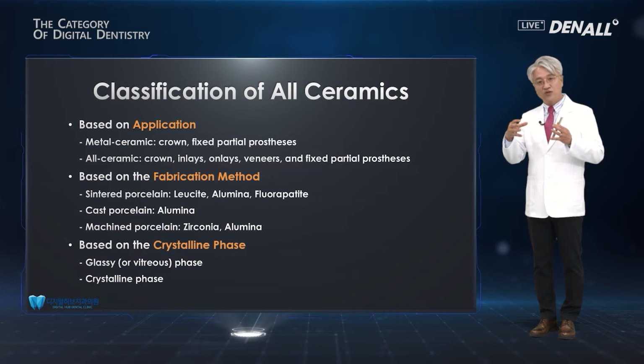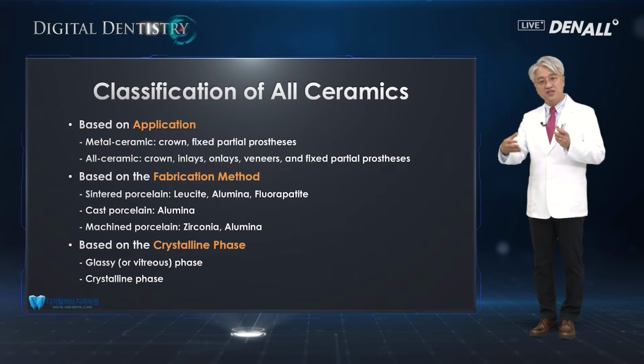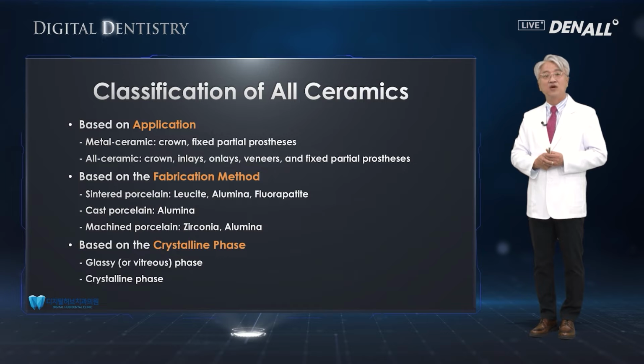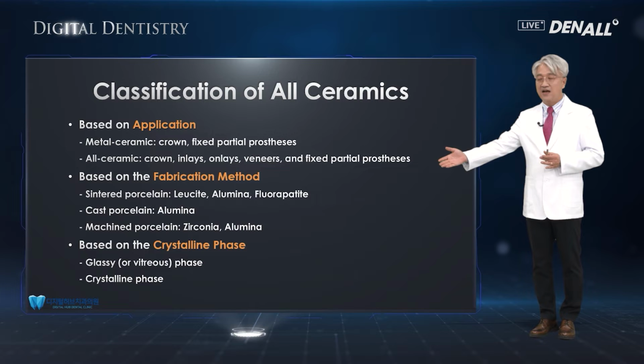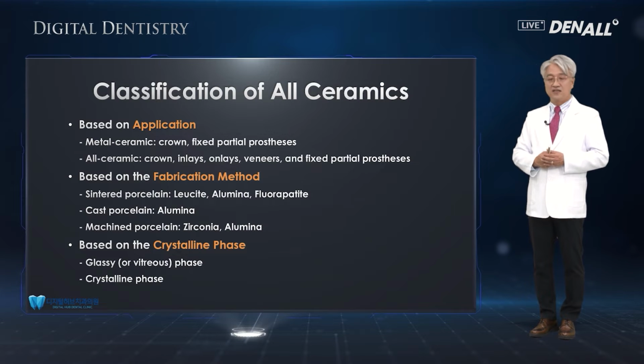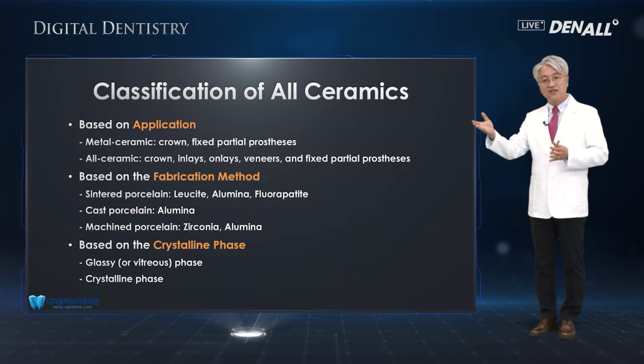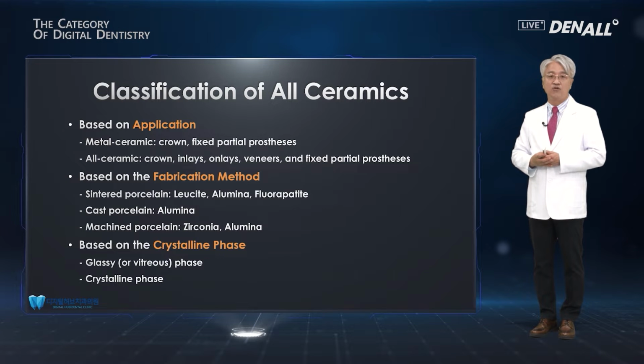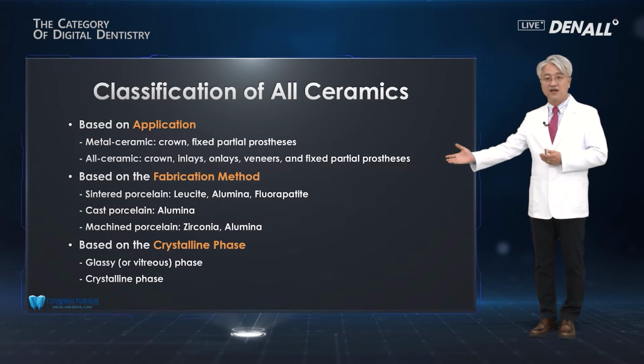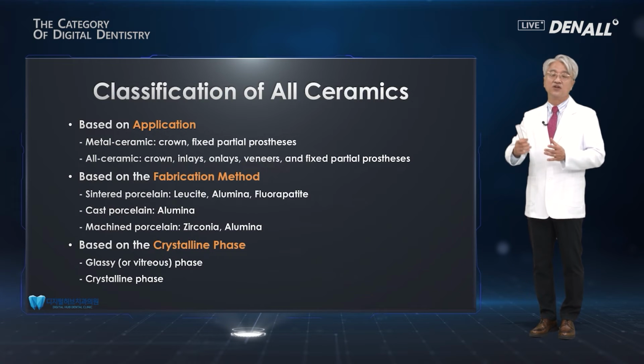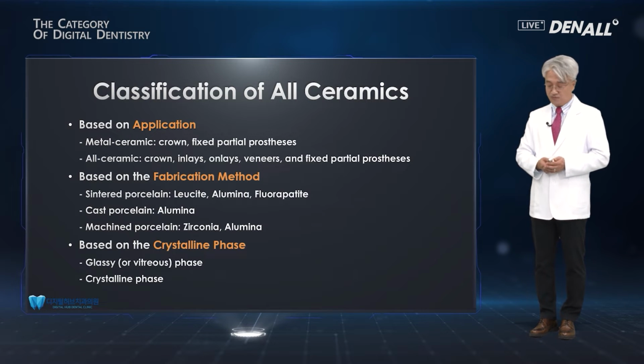And zirconia or CAD blocks that have already been made, using CAD/CAM, you can mill and cut it yourself. And in terms of crystalline phase, whether that exists or not, you could use a glassy phase or some materials. You can also go to or beyond crystalline phase. So this is how to change the characteristics of ceramics.